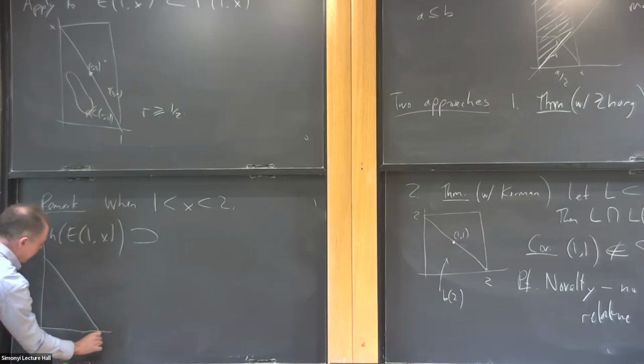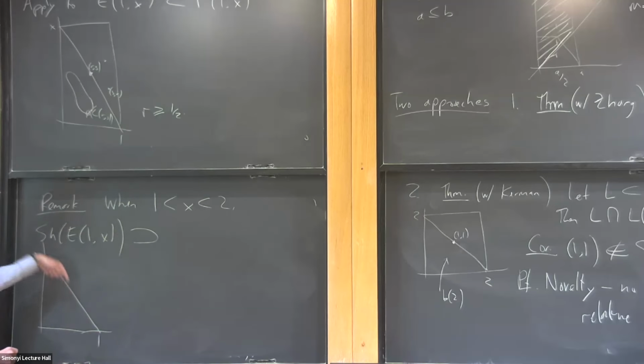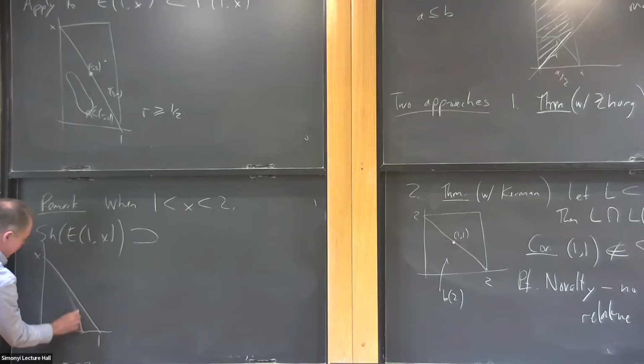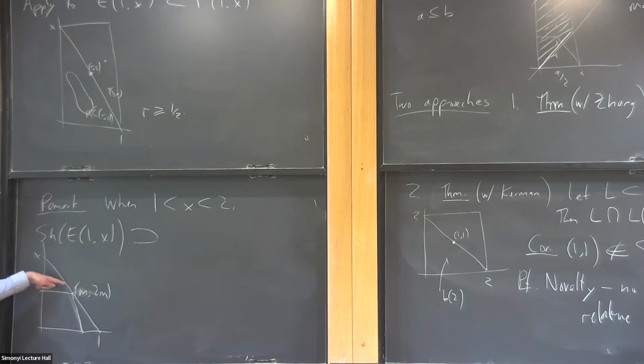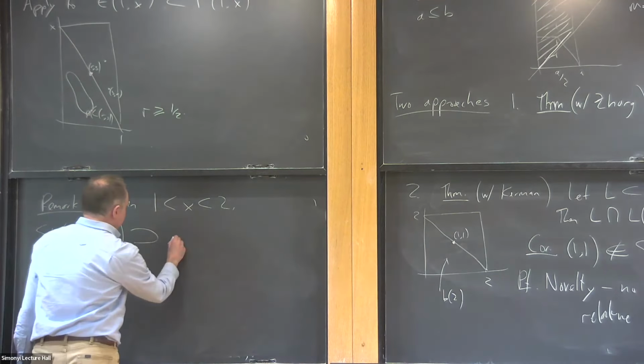If x is between 1 and 2, this is a shallower slope than 2. So if you draw the quadrilateral in, the quadrilateral has slope 2, and it's going to hit at this point, M. So the maximum quadrilateral is going to be such that the M value is going to be less than a half.